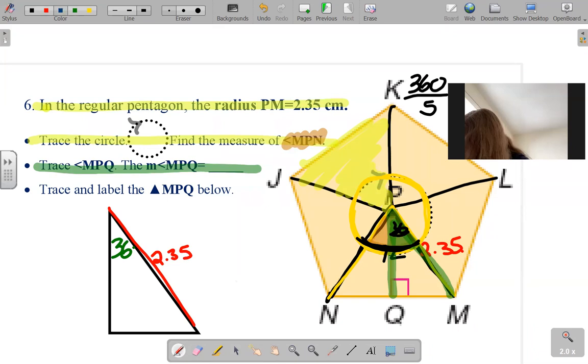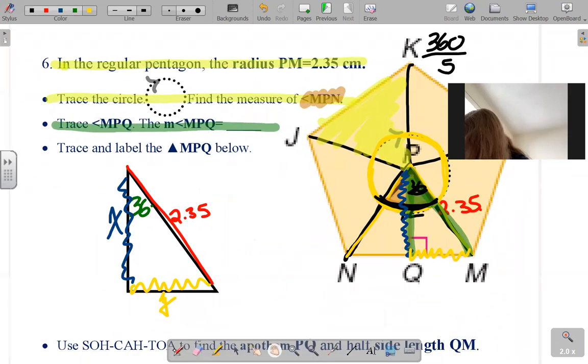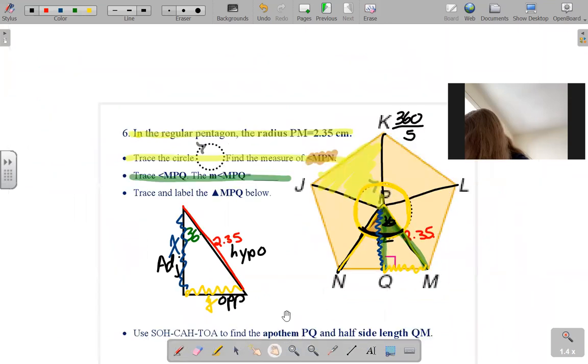You need the apothem right there. We are going to call this X, and you're going to need this side length right here, or half side length. We're going to call this Y. It's been a while since you've done this, folks, but in this case, Y is going to be the opposite. X is going to be the adjacent. And this is going to be the hypo. I'm going to help you set up for X, and then I'm going to kick you loose here, folks.